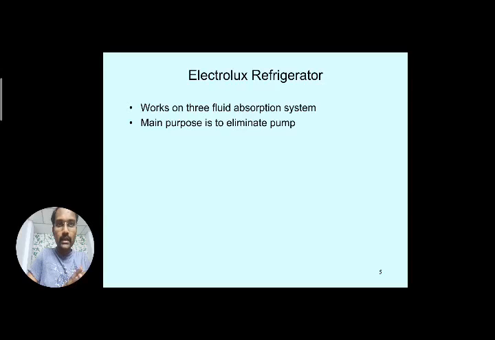Here what is the main purpose? I already told, we are completely eliminating the vibrations or anything. We are completely making it noiseless. So we are eliminating the pump here. So without the pump, how the refrigerant is pumped into the generator component, we'll see that clearly. Next, this Electrolux refrigerator is free from moving parts. So no moving parts, no vibration, so it is completely noiseless.